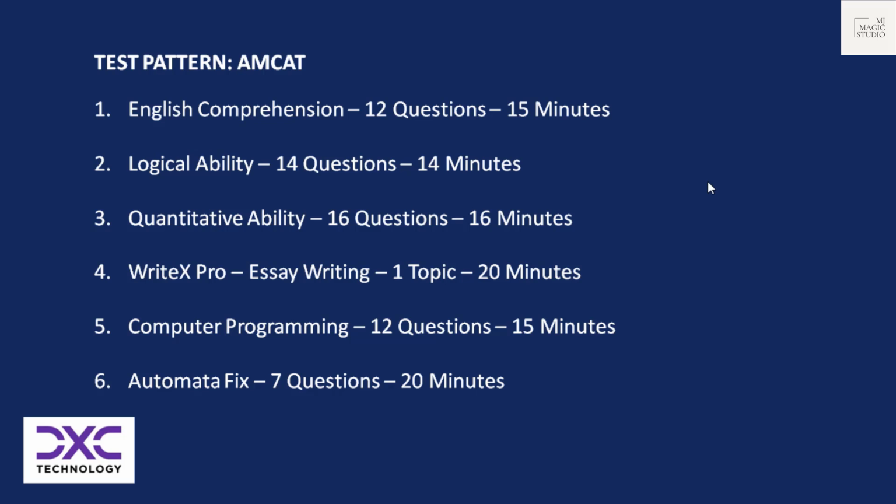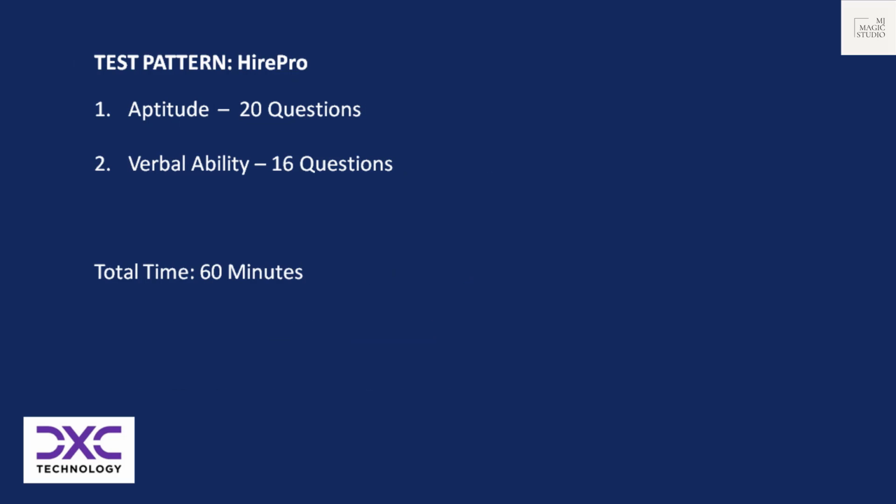But of late, they have started to use HirePro, and HirePro examination pattern is pretty much simple. From aptitude, it is 20 questions. Here, aptitude really means only logical reasoning, visual reasoning, eye for detail. Basically, no maths aptitude question. And next 16 questions, from question number 21 to 36, are verbal ability, for which 60 minutes is given.